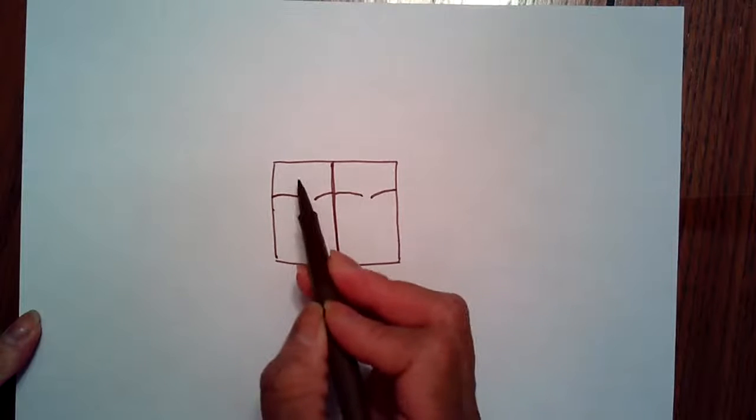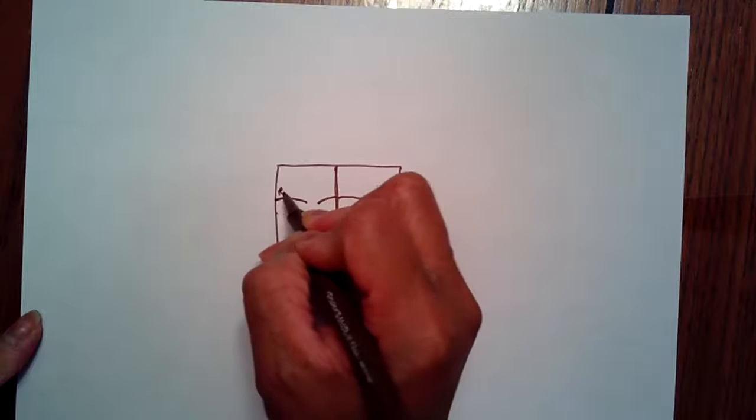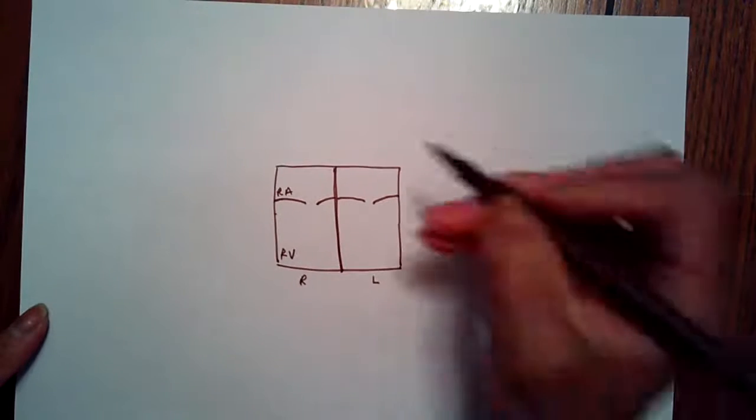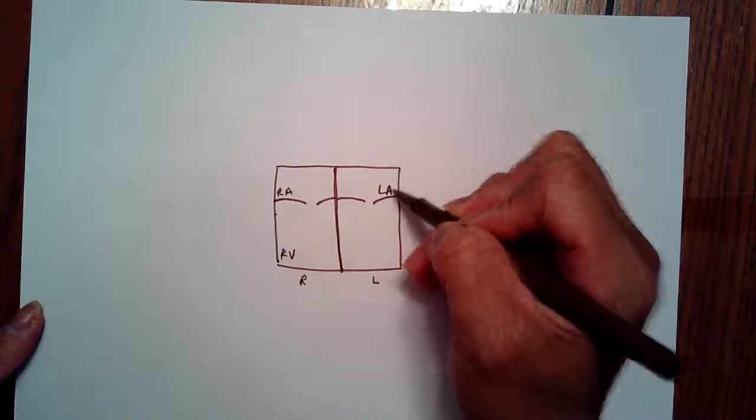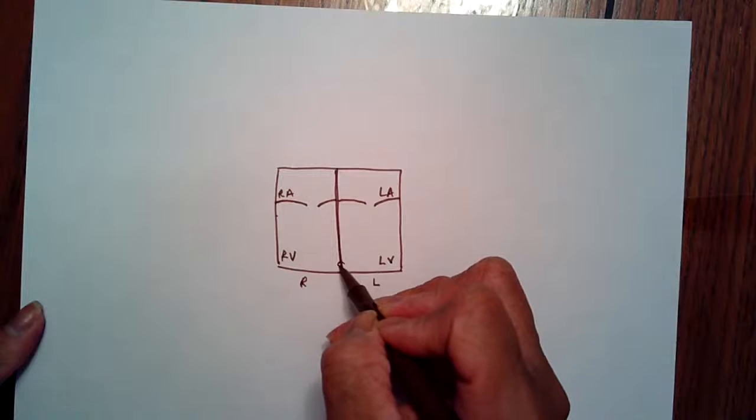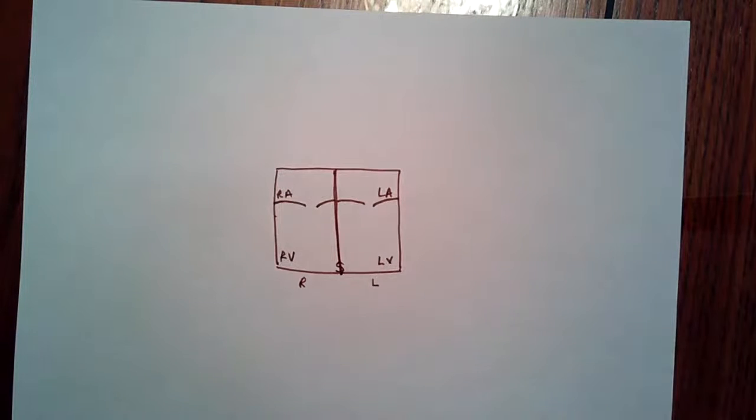You got the right atrium here, right atrium, and this is the right ventricle. This is the left atrium, and this is the left ventricle. This is the septum here, S. So we're going to start with, and I'm not going to label the vessels here and the valves, so we're just going to focus on the circulation of the blood or the blood flow.